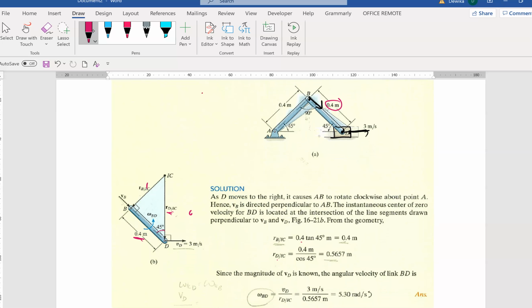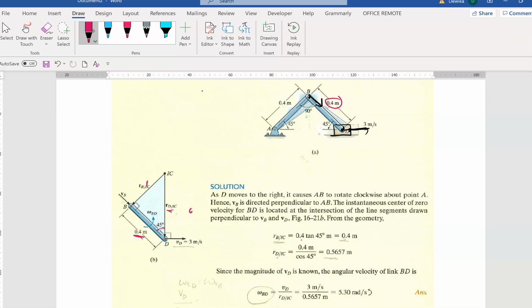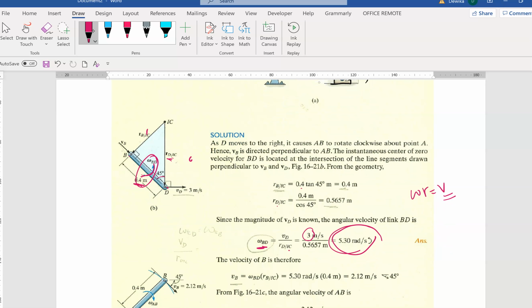So now with that, what is common? The common is omega for both. For B and D, the omega is omega BD. So what is omega BD? Omega R equals V, right? V_B equals omega R. So what we have here? V_D, which is 3, equals omega multiplied with RDIC. So with that, you can find the omega for BD is 5.3. This same 5.3 can be used at point B because it's the same rod. Same rod will have the same omega.